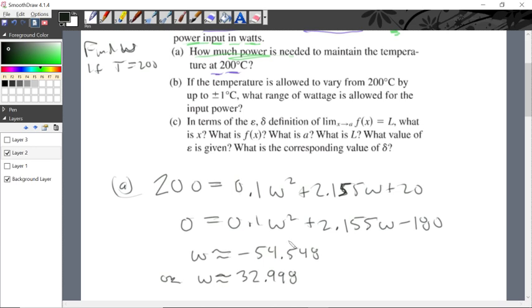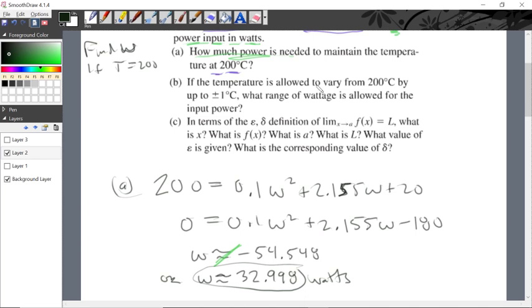So I get the values to 3 decimal places. W is approximately negative 54.548. But that's negative. It doesn't make sense for this exercise, so I'm not going to use that one. And W is approximately 32.998. So I'm going to take that one. So that's the number of watts of power in order to maintain the temperature at 200 degrees.